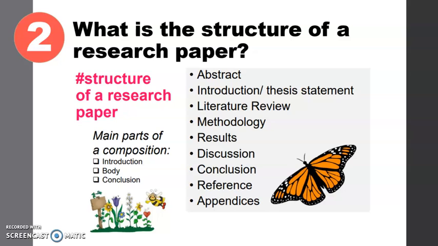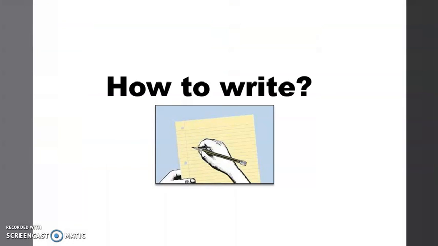Now, the main parts of a composition are the introduction, body, and conclusion. But to be specific, we have abstract, introduction, where you have your thesis statement, literature review, or we used to call it review of related literature, or RRL, methodology, results, discussion, conclusion, reference, and appendices. Okay, let's get to know each part. So how do you write each part?